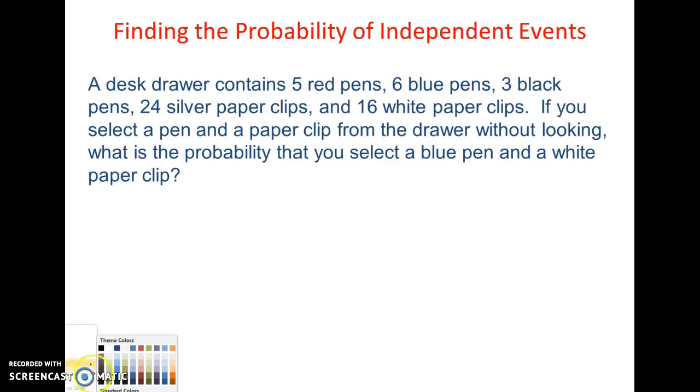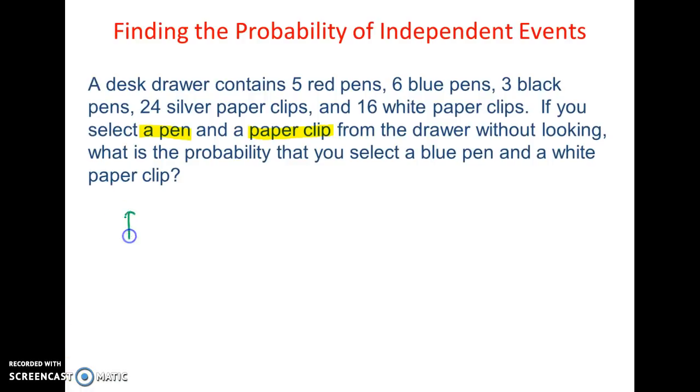So two things are really happening here. I'm going to highlight those real quick. We are going to select a pen, and then we're going to select a paper clip. So those are two different events. One does not affect the other. It's not very specific in this example, but they are not together. They're both in separate drawers if you want to look at it that way. So the probability, there we go.